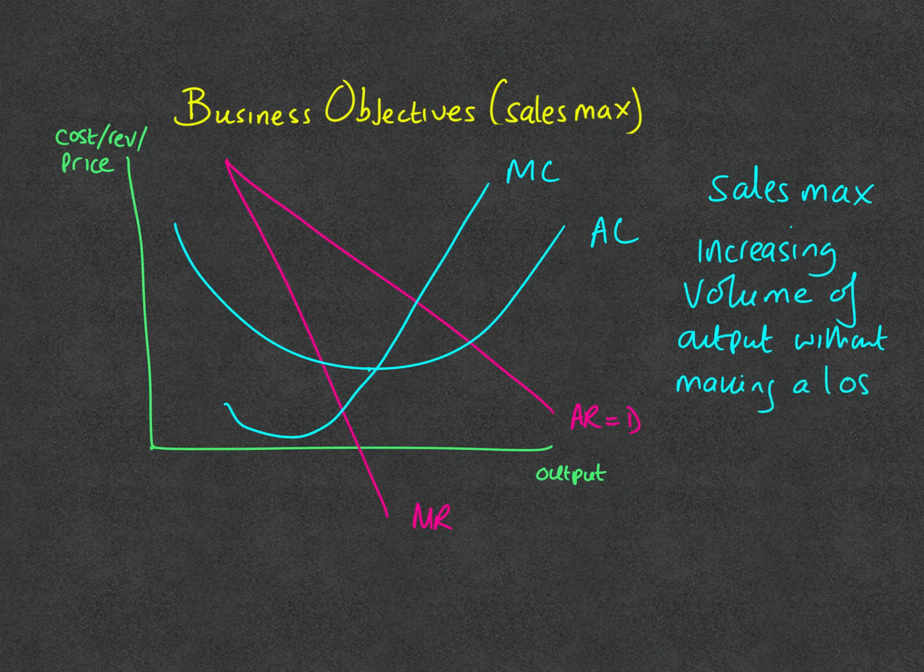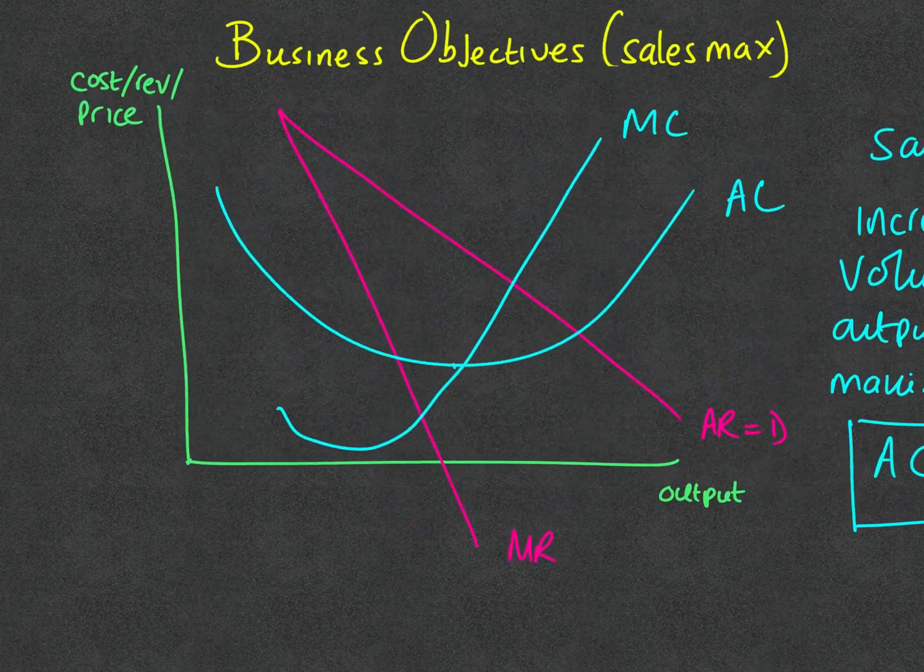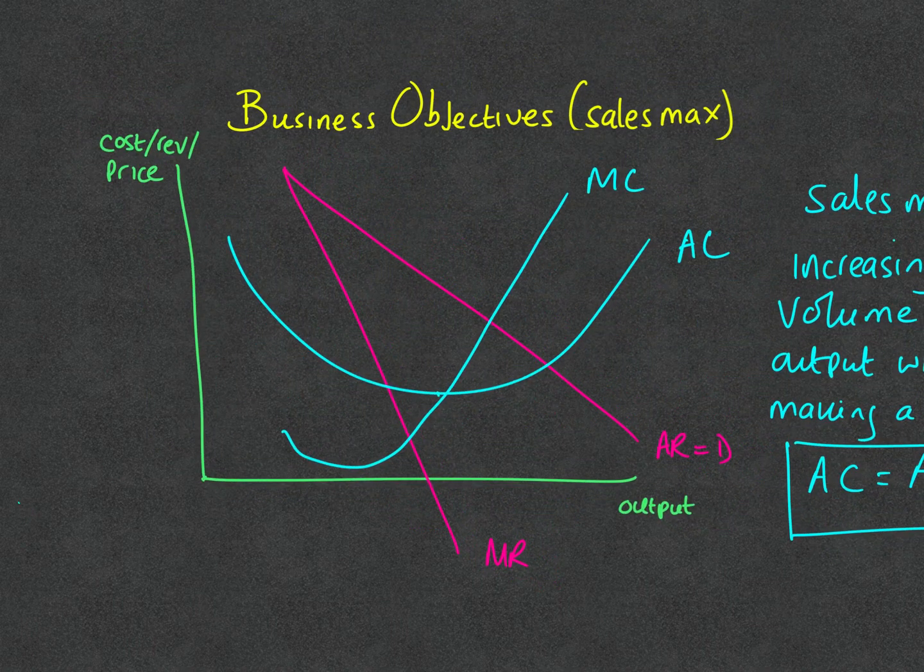In this diagram, sales maximization is where the average cost is equal to the average revenue, otherwise total cost equals total revenue. At this point, in business terms, we have break even. We're not losing any profit, and we're not making any either. But in economics, that point is referred to as the normal profit point.